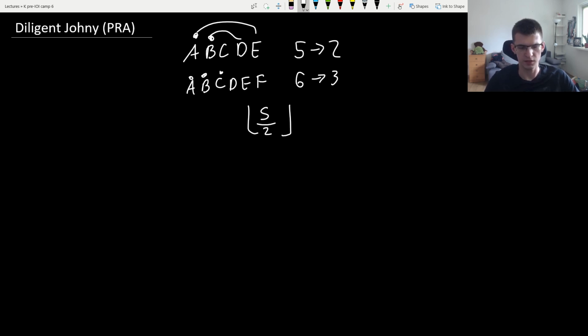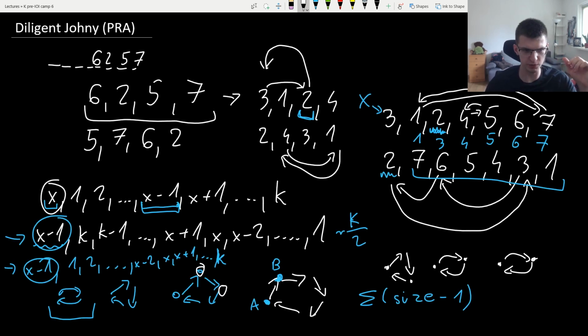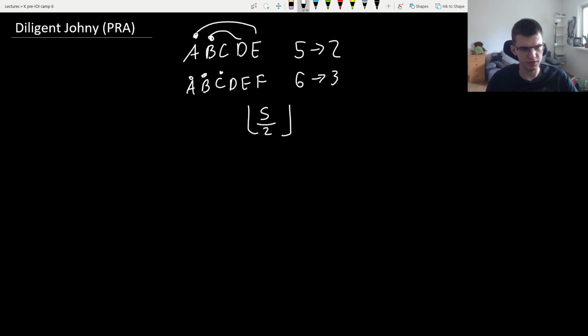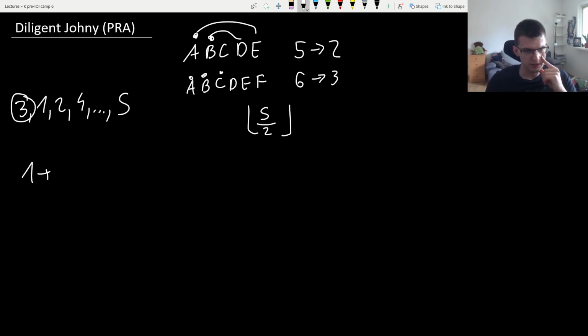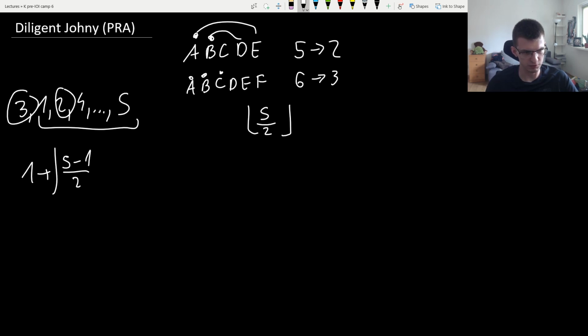And in our problem, the first operation is to swap those two elements, which means if we have something like this, 3, then 1, 2, 4, and so on up to S, we have one step to swap x minus 1 with x, plus then this has length S minus 1, and we need that many steps to reverse it, and this whole thing can also be written as floor of S plus 1 over 2.